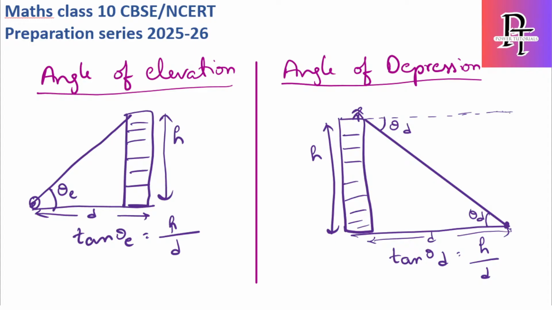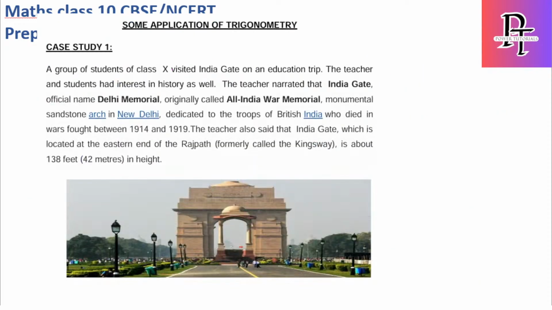Now let's see the questions, because as I mentioned, each question from this chapter relates to only these two concepts, which are angle of elevation and angle of depression. They can give you height, or angle, or distance. So we have a total of 3 unknowns: one is angle, another is height, another is distance. They will provide you 2 values, and you have to get the third value, which can be angle, height, or distance. Okay, let's see case study 1.